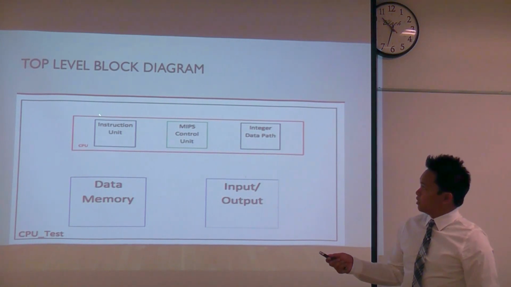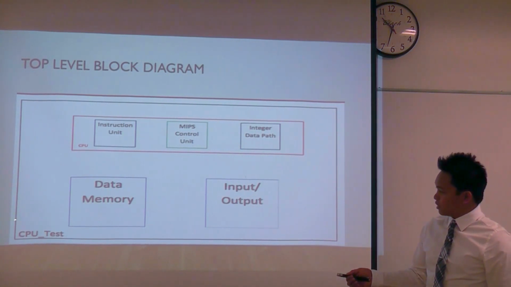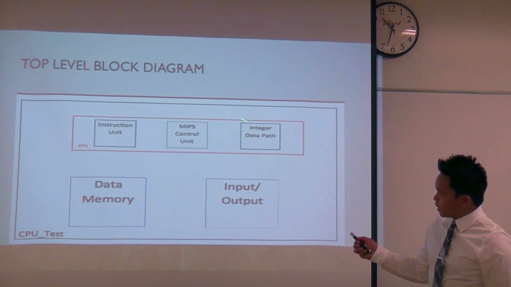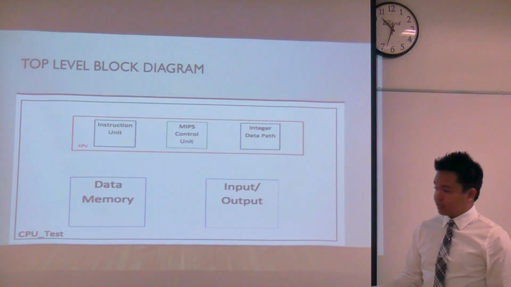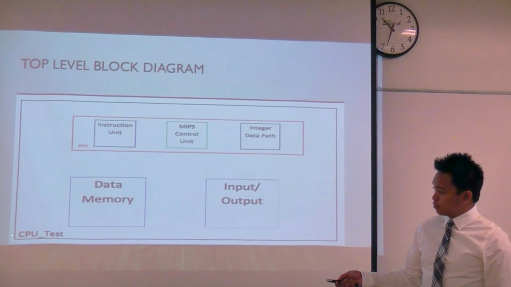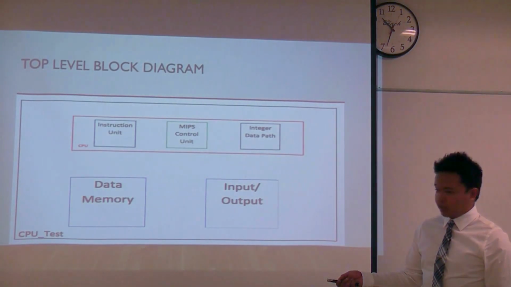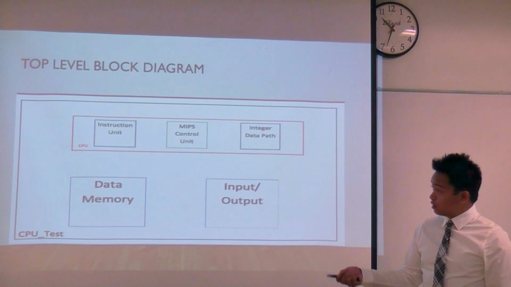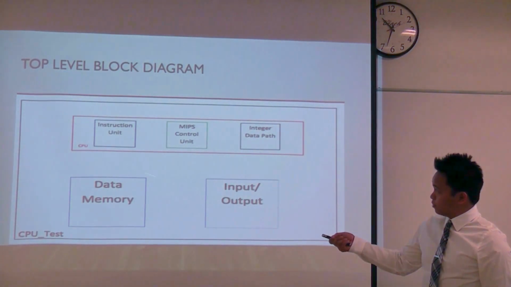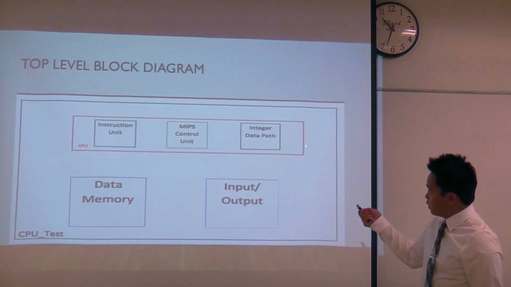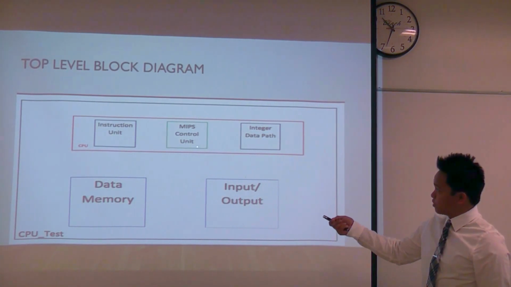Okay, so I have the top level block diagram right here. This is the completed project. CPU test is the top level module, in which case I only assert reset to test. We have data memory, input output memory. Then we have the CPU module that instantiates the instruction unit, MIPS control unit, and integer data path.